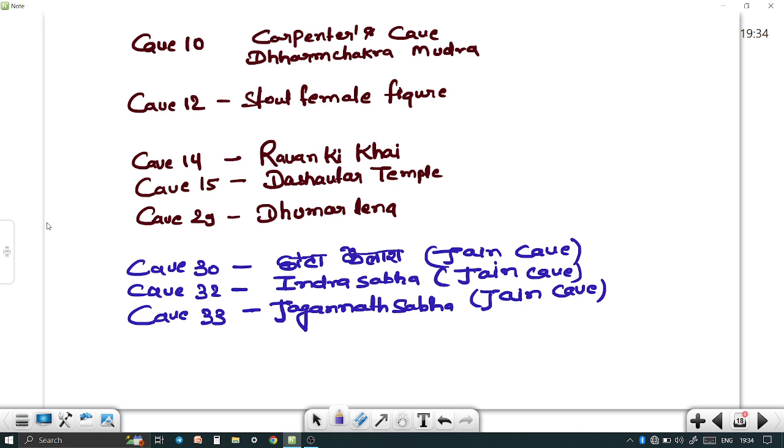Cave number 14 is Ravan Ki Khai. Cave number 15 is the Dashavatara Temple. Cave number 29 is Dhumar Lena. Cave number 30 is Chota Kailash. Cave number 32 is Indra Sabha. Cave number 33 is Jagannath Sabha. All of 32 and 33 belong to the Jain caves.